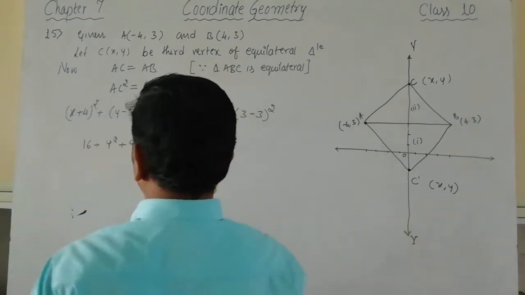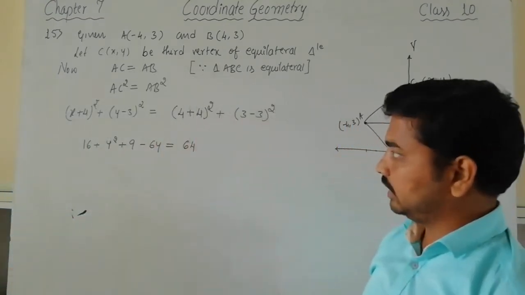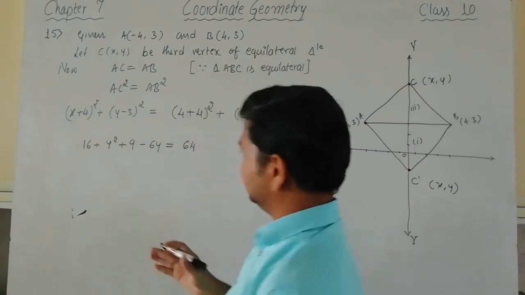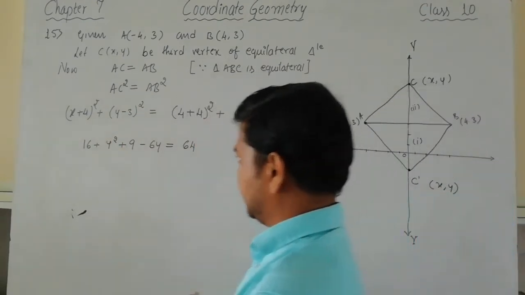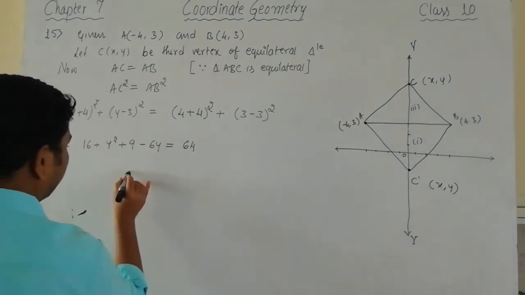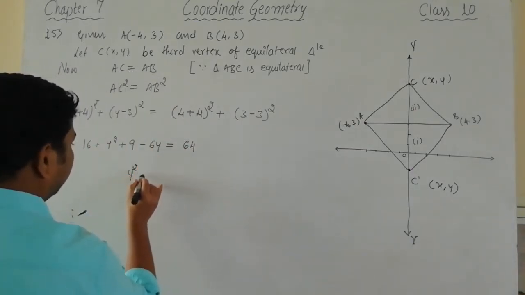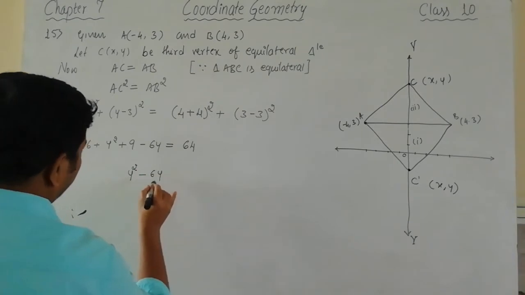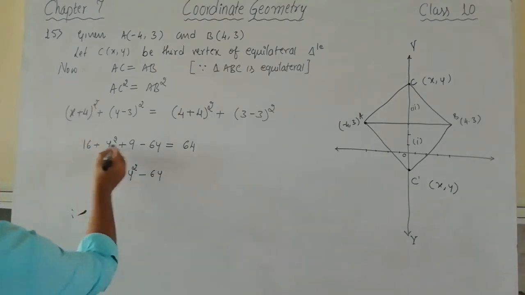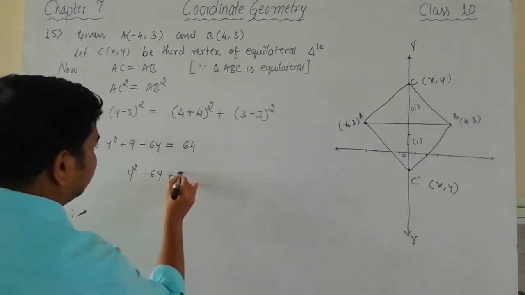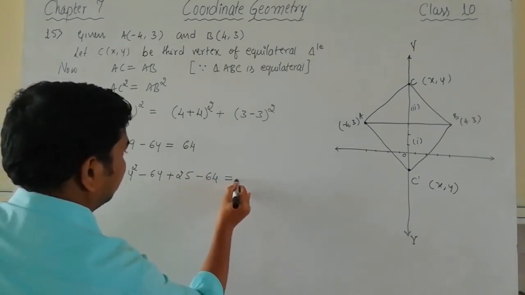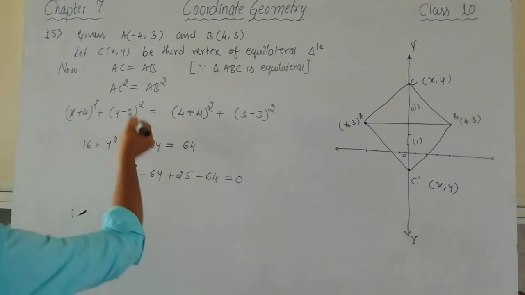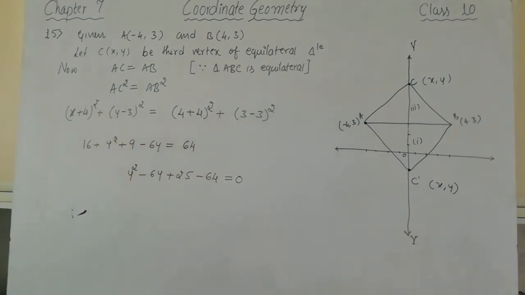Now remaining is simplification. First I am going to shift all the terms towards one side. I am going to shift the 64 towards the left side. I am going to write down from here first y square, and then minus 6y, and then the constant number 16 plus 9, which will become plus 25, and then minus 64 is equal to 0. I have shifted the 64 towards the left hand side, minus 64.